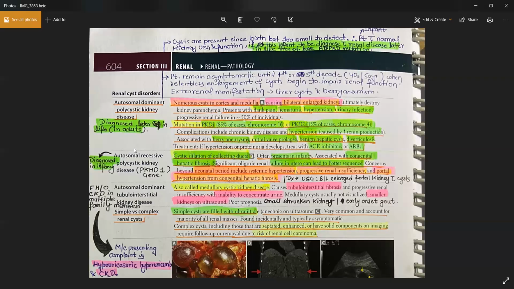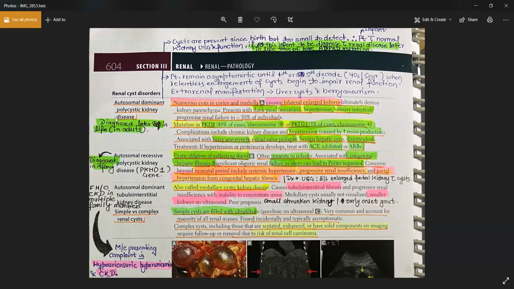In autosomal recessive polycystic kidney disease, the cysts are present at the time of birth, and they are large enough that they can be visualized at a very early stage in a child. So this condition will present itself in childhood, and this condition will present itself in adulthood, although both conditions are present at the time of birth.